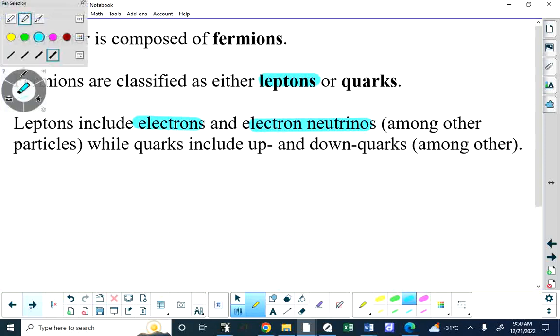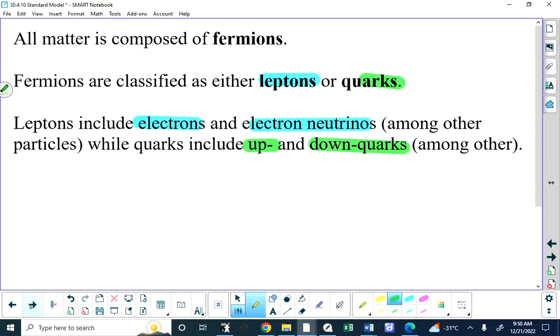On the other hand, two examples of quarks are named the up quark and the down quark. These are just words that physicists use to label these particles. It doesn't mean there's something physically upwards about an up quark and something physically downwards. They just needed two words to describe them, so up and down.